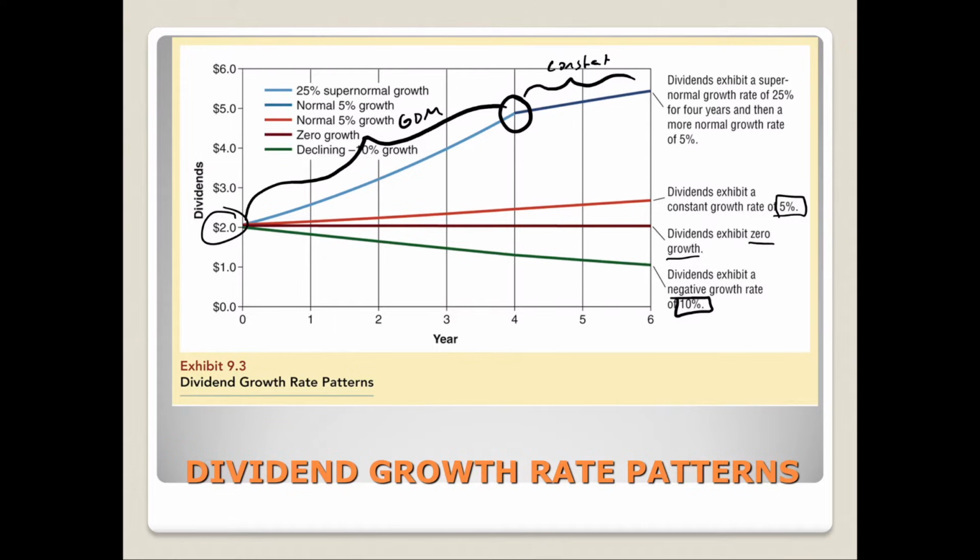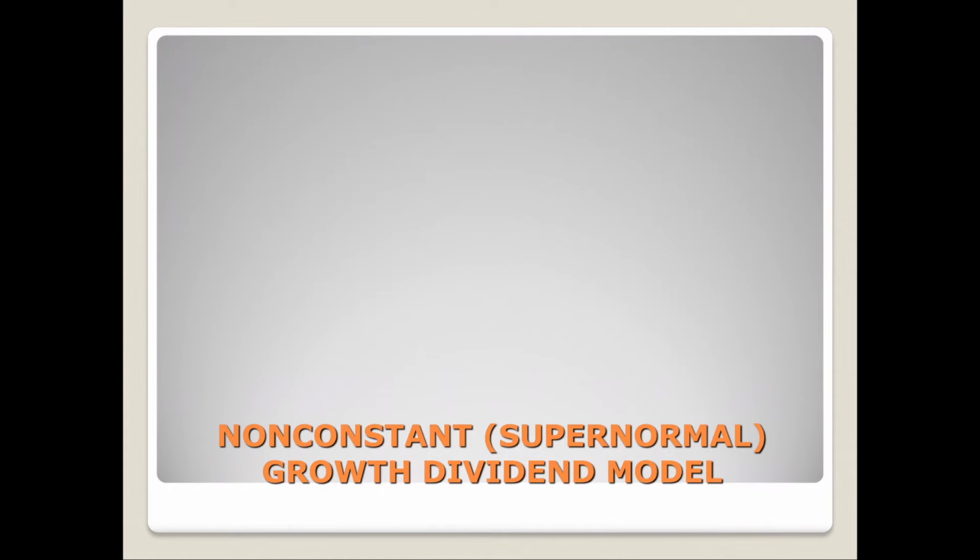So the key is that we identify all the dividends during this non-constant growth. We'll discount them back to a present value. Then we will find the price when the constant growth occurs, in this case P4, and then we will discount that back, and that will be the price of this non-constant growth scenario. Your equation.